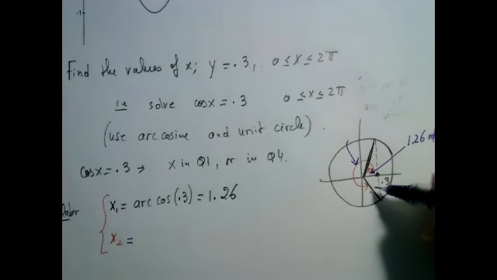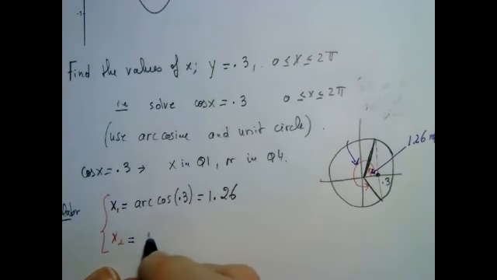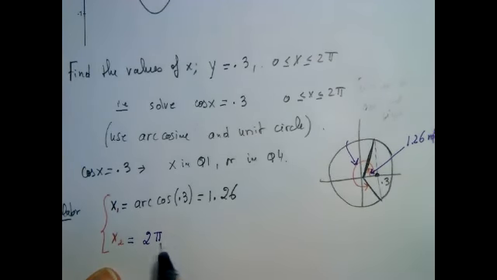Let's use the picture. What's the big one? Exactly. It's 2 pi. No, it's not pi. It's 2 pi, take away 1.26. I stop because you guys are not following. Why is it 2 pi minus 1.26?